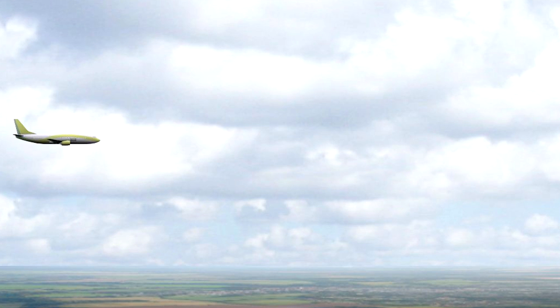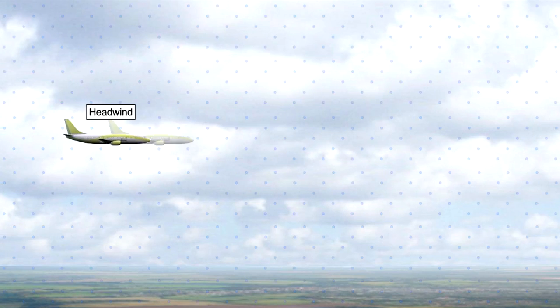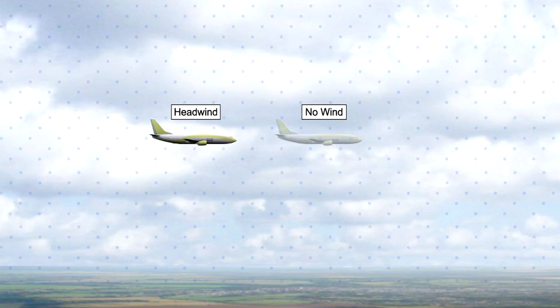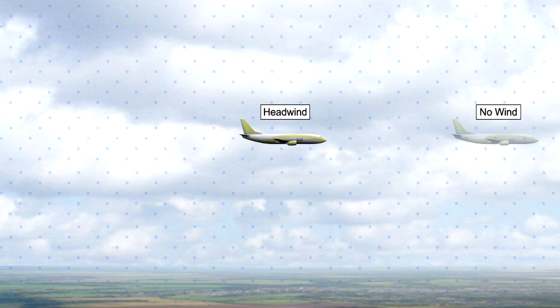Wind is the next of the major factors affecting the range of an aeroplane. Headwinds will cause the aircraft to travel slower over the ground and therefore cover less distance for a given level of fuel consumption. Thus, in headwinds, range is reduced.